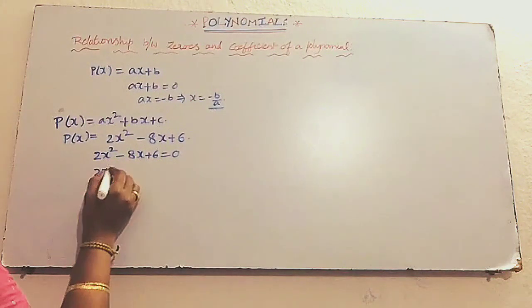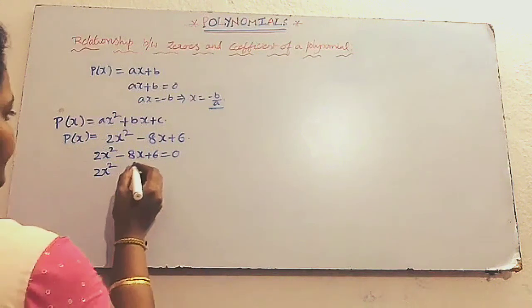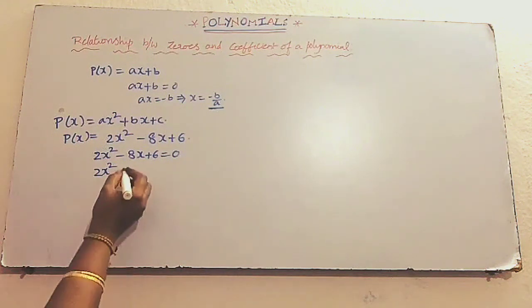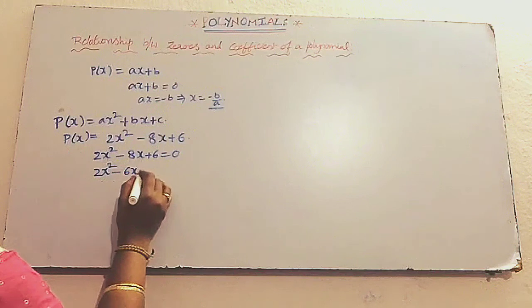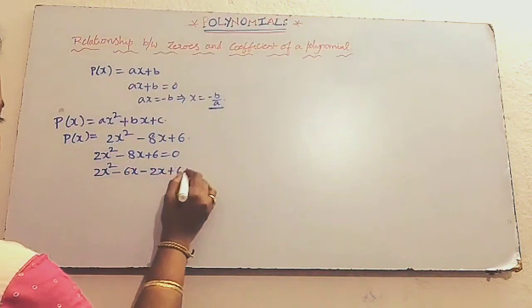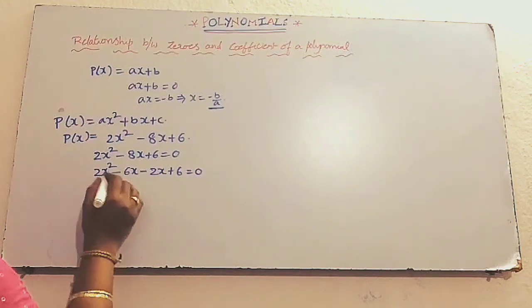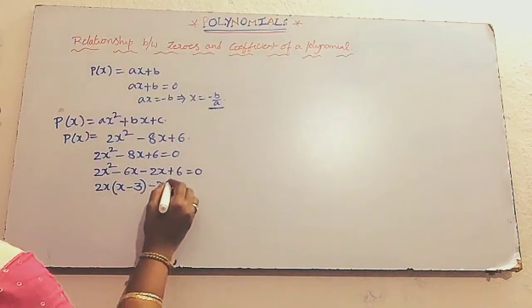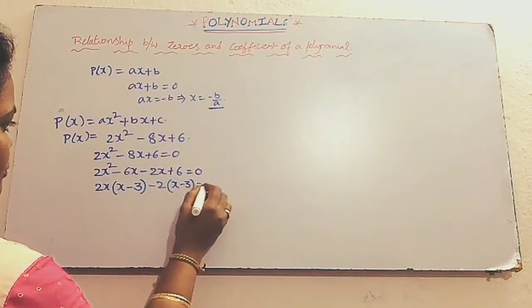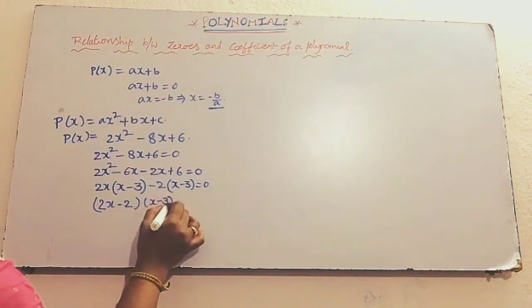Then 2x square, and I will split this 8x: 6 twos are 12, that means 6 plus 2. We will add 6 and 2, we will get 8. That means 2x square minus 6x minus 2x plus 6 equal to 0. Then in both we take 2x as common. Then x minus 3. And here I will take minus 2 common. Then x minus 3 equal to 0. So 2x minus 2 into x minus 3 equal to 0.